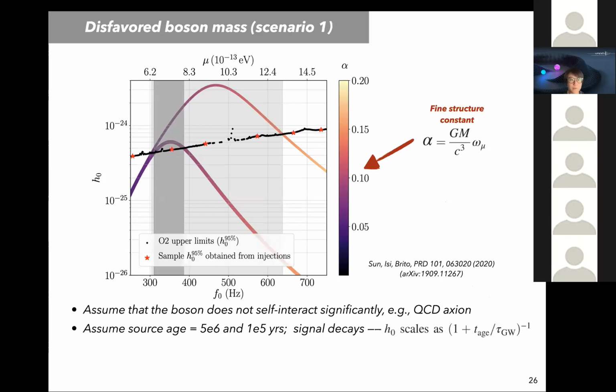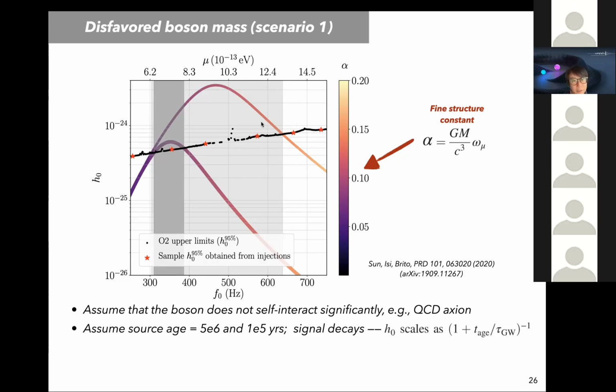scenarios. So first of all, in the first scenario here, we assume that the bosons do not self-interact significantly. That would be the case like the QCD axion. In this figure, the y-axis stands for the signal strength, and the horizontal axis is the emission frequency of the signal and corresponding boson mass on the top, because we know the mass of the black hole. And then this black curve indicates the upper limits obtained from the search. That means if there exists a signal louder than this level as a function of frequency, we should have already seen it in the data. But because we don't see it in the data, that's the upper limit.